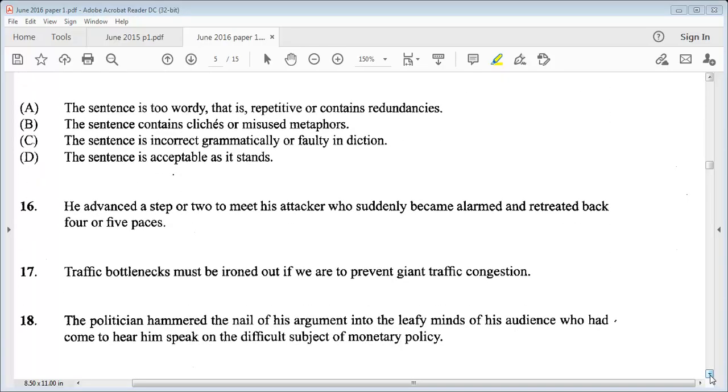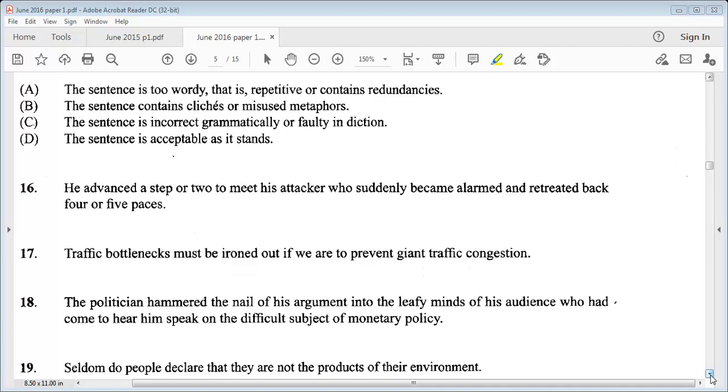17 says, traffic bottlenecks must be ironed out if we are to prevent giant traffic congestion. So we notice this contains misused metaphor. So B would be our answer for this one. 18 says, the politician hammered the nail of his argument into the leafy minds of his audience, who had come to hear him speak on the difficult subject of monetary policy. So we know it is B again. The sentence contains cliches or misused metaphors. So we see some misused metaphors being used there.